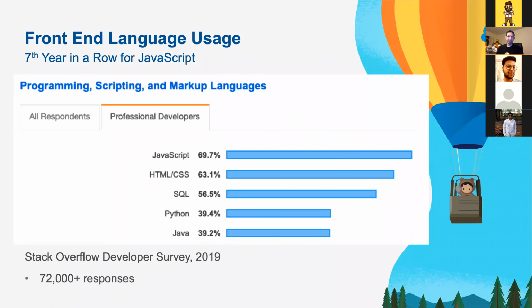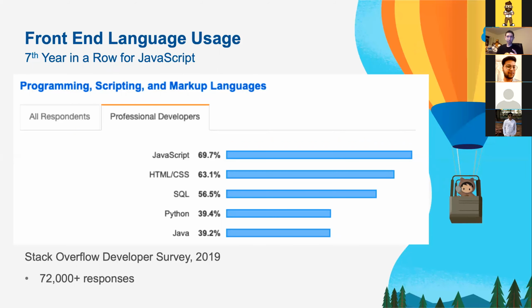Then I started seeing polls and statistics like this. This is a survey from Stack Overflow from last year, 2019, of over 72,000 professional developers. They asked the question, what languages do you use most frequently in your software development? And for the 7th year in a row, JavaScript was number 1. Almost 70% of developers reported using JavaScript. Close second to JavaScript, HTML and CSS, of course, along with JavaScript, are the primary languages of front-end web development.